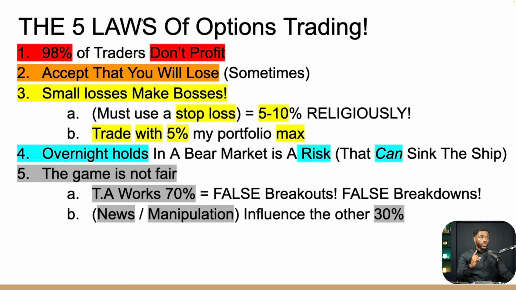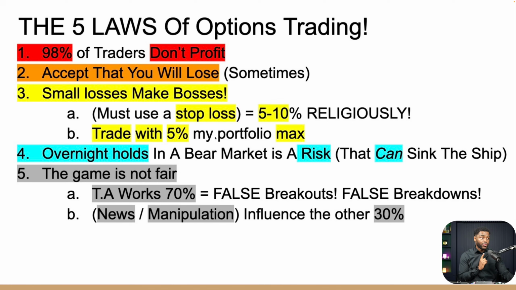So now, with trading, 98% of traders don't profit at all because they don't follow strict rules and guidelines. So then you're going to get that here. You have to accept that you will lose sometimes. Sometimes you will lose multiple times in a row. So to combat this, you want to make your losses small. Small losses make bosses. So part A, you must use a stop loss 5 to 10% religiously. Again, I'm not going to give you financial advice, but this is my opinion. This is how I was able to be profitable in those trades that you saw that I showed you earlier and that I show you on the live streams.